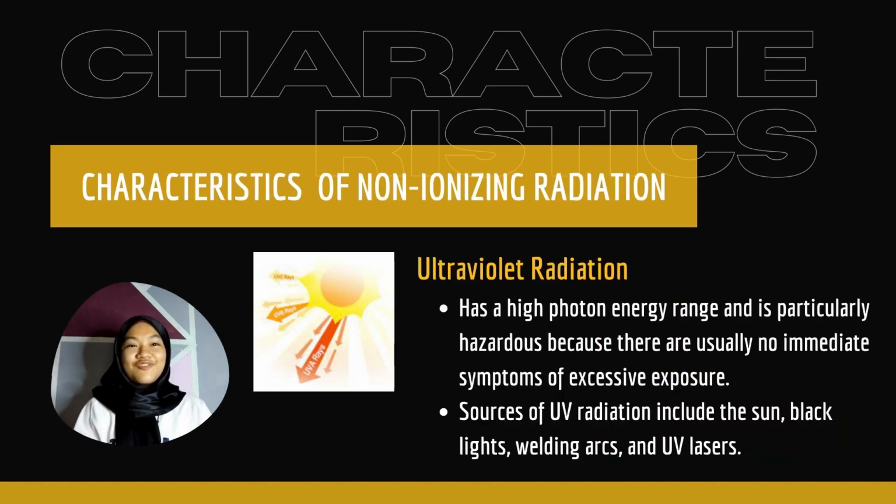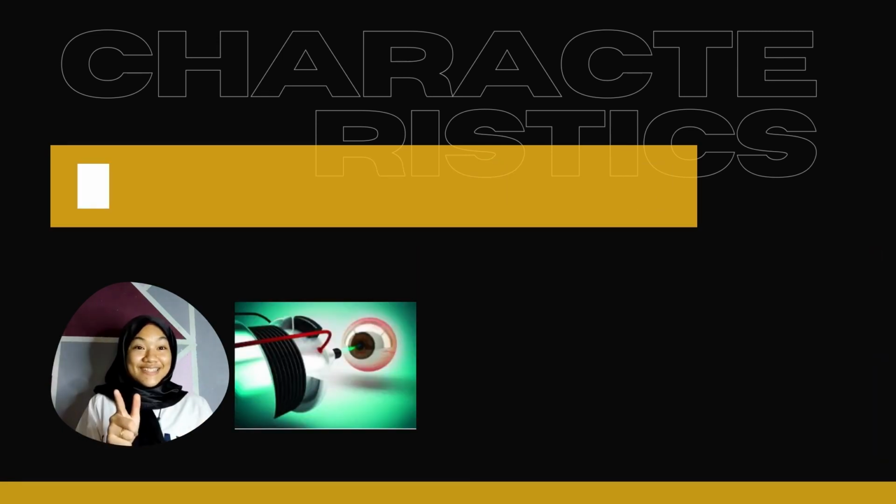The fourth is ultraviolet radiation, or we call it UV. UV has a high energy photon range and is particularly hazardous because there are no immediate symptoms of excessive exposure. So, where is the source of UV radiation? It comes from the sun, black light, welding arcs, and UV lasers.